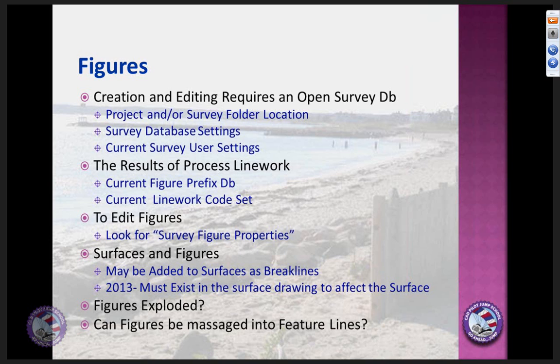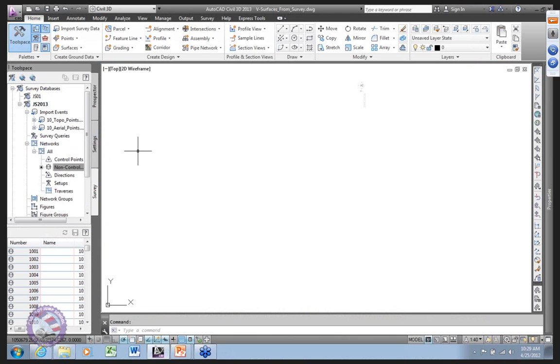There are survey database settings and current user settings, which I did forget to show you, and make sure they were right. I'd already set up and loaded my settings before we showed up there, right? And we're now going to hit the results of the process line work. And hopefully, let's see, our Civil 3D came back. Okay, wanted to say, where's that settings thing you talked about?